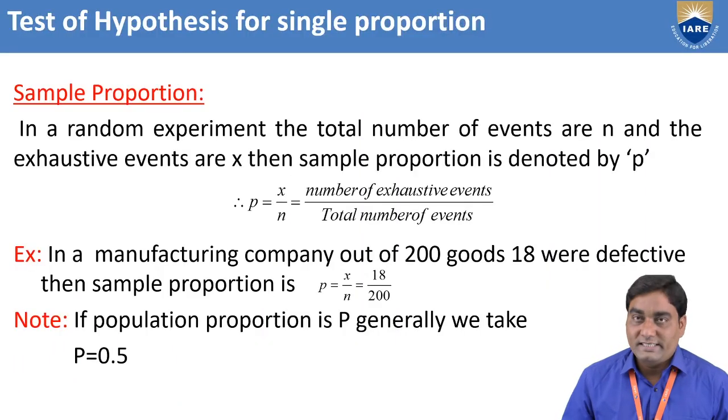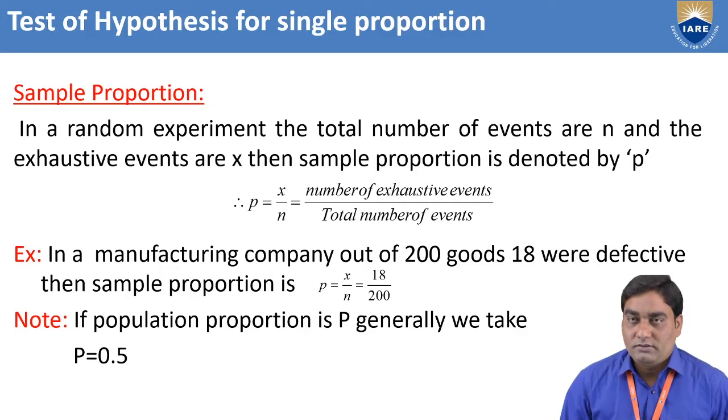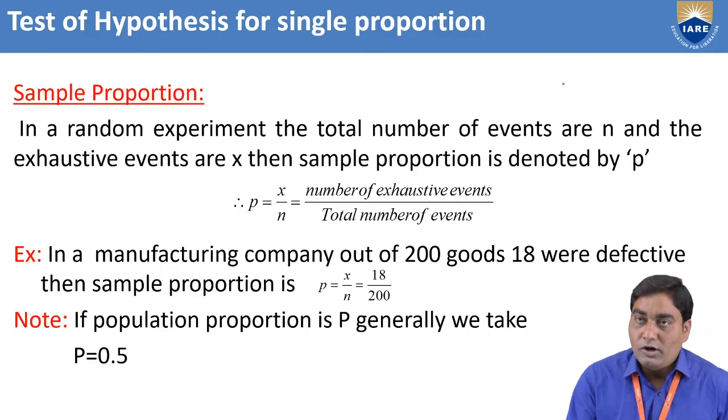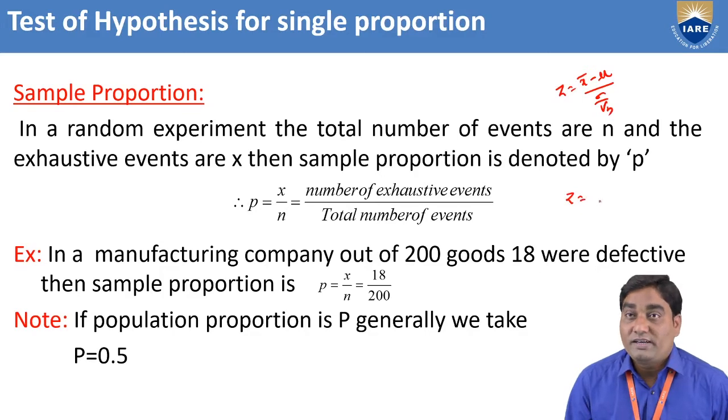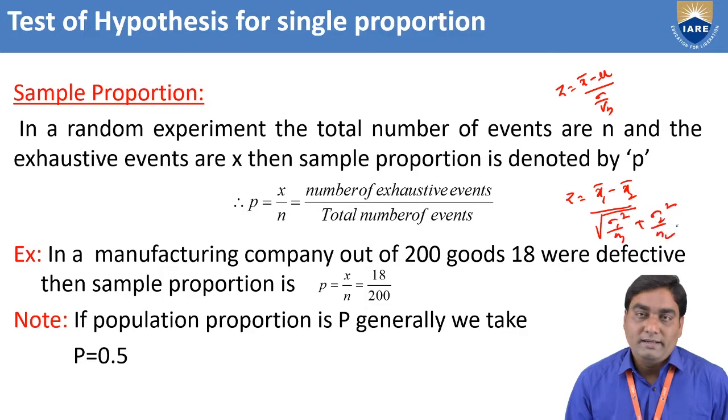Today, we are going to discuss the topic test of hypothesis for single proportion. In the previous sessions, we have completed two tests. First one, test of hypothesis for single mean. The formula is z equal to x bar minus mu by sigma by root n. And the second, test of hypothesis for difference of means. The formula is x1 bar minus x2 bar by under root of sigma 1 square by n1 plus sigma 2 square by n2.